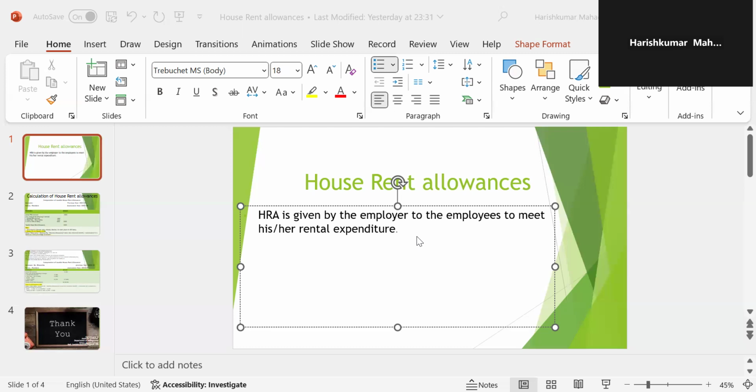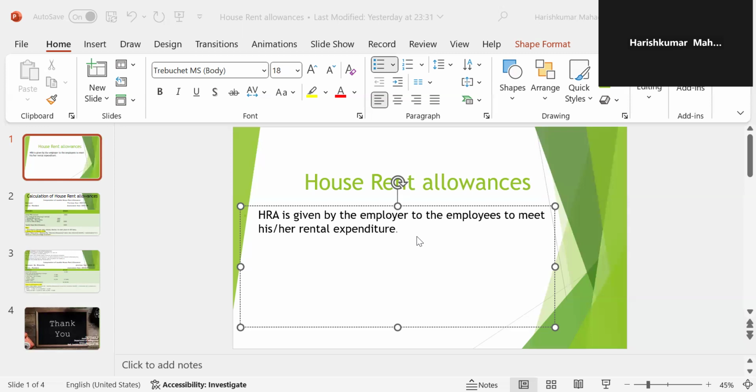Here, one thing you should know is that some companies pay house rent allowance to meet their employees' rental expenditure. In other companies, they'll provide RFA. It means rent-free accommodation. Some companies give you a flat, and at that time they will not provide house rent allowance. It means either you'll get house rent allowance or you'll get a flat provided by the company.